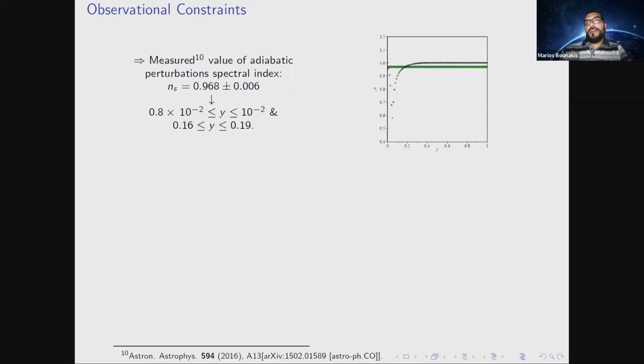Utilizing the measured value of the spectral index, the permissible values of the parameter y of hyperinflation models are tightly restricted. So you can see here that for the measured value, we are restricted to y being either 0.8 times 10 to the minus 2 to 10 to the minus 2, which is this small region here, or 0.16 to 0.19, which is the region here.